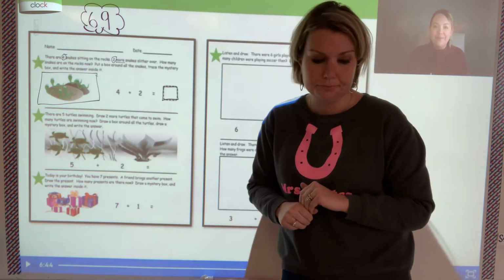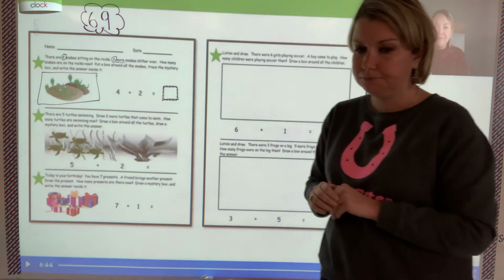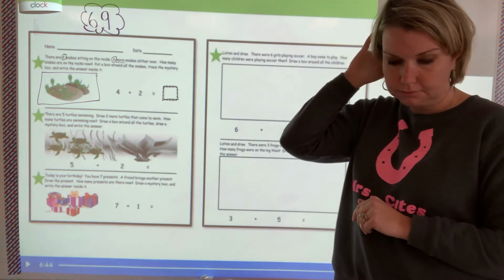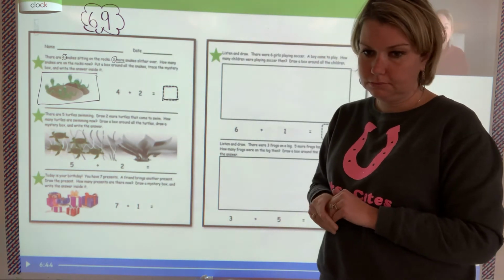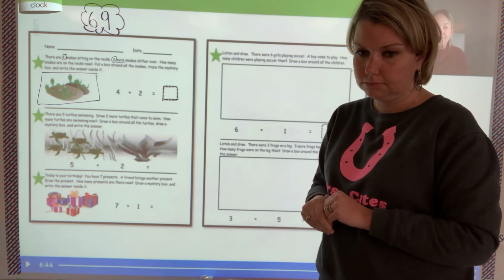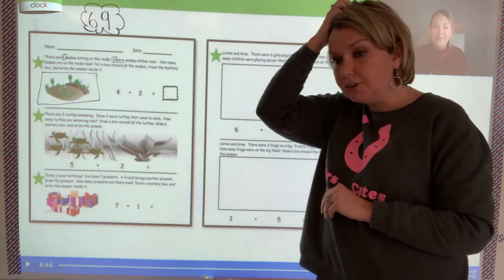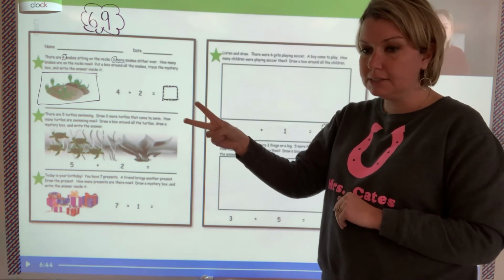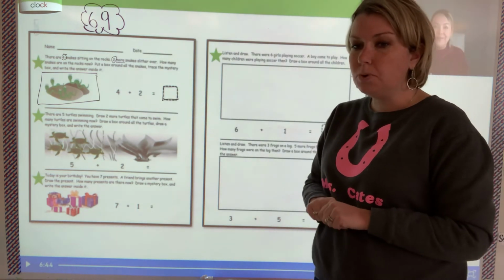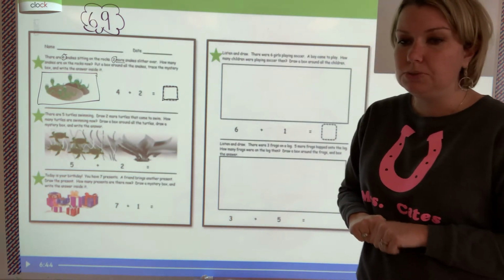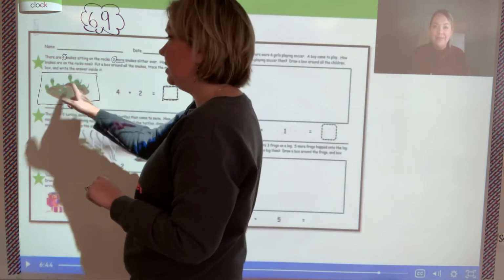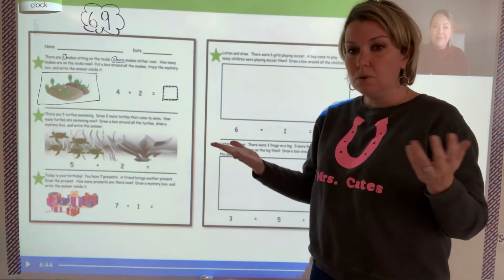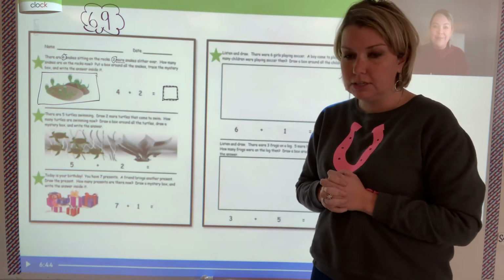Yeah, you can put 4 in your head and count on 2 more. 5, 6. What is one last strategy you can do? So you can count all the snakes in the picture. You can count on in your head. What else can you do?